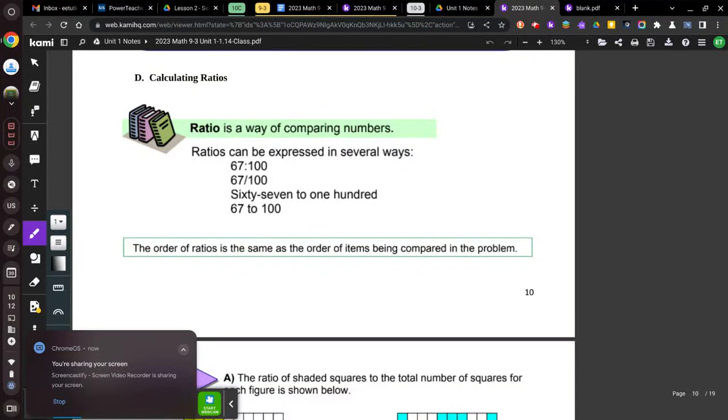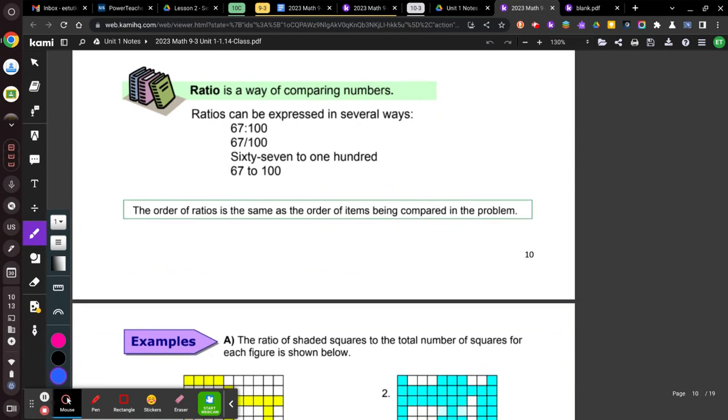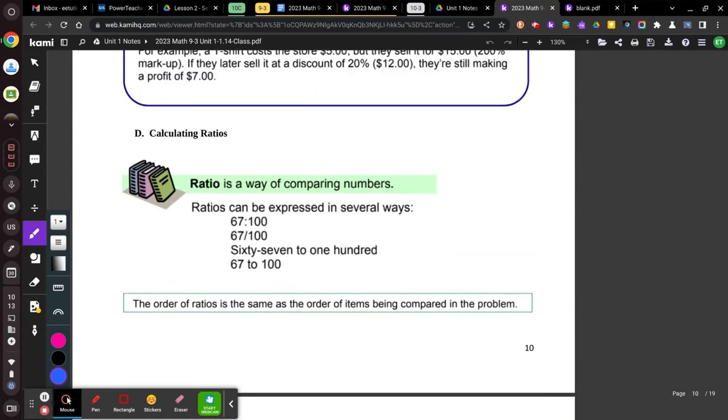Okay, this is lesson 14, section D. We're going to talk about ratios. Ratios are a way of comparing numbers, and basically a ratio is a fraction that got tipped over to the left.